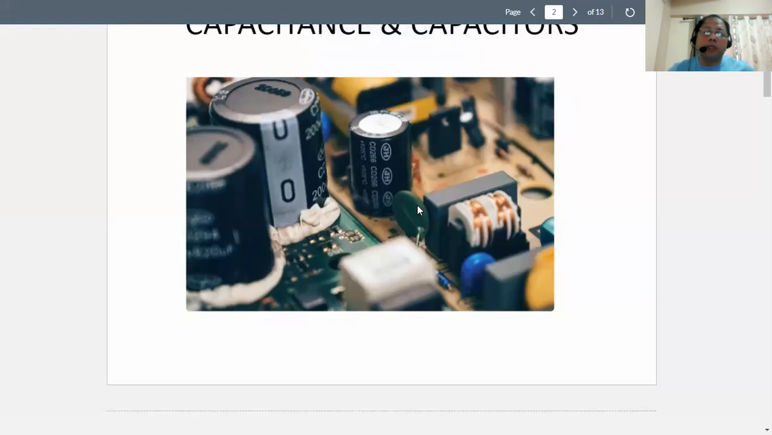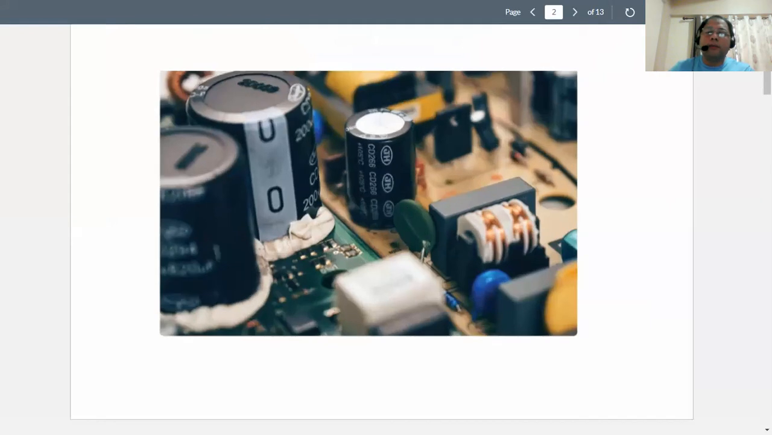Now there are also mica capacitors. I think we call this flat one, the green flat circular disc, that's also a capacitor, but I think they call it a mica capacitor.